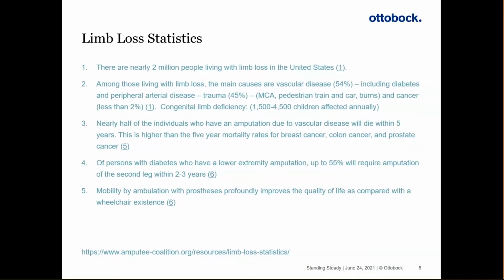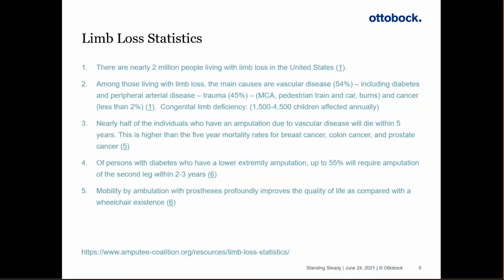Nearly half of those individuals who have an amputation due to vascular disease, which was 54%, will die within 5 years. And this is higher than the 5-year mortality rates for breast cancer, colon cancer, and prostate cancer. Number 4 here is probably our most significant: of persons with diabetes who have a lower extremity amputation, up to 55% will require amputation of the second leg within 2 to 3 years. So if you are seeing below knee and above knee, or someone starts with a below knee, then goes to above knee, and then maybe a secondary scenario that way, that is pretty common and typically from diabetes.